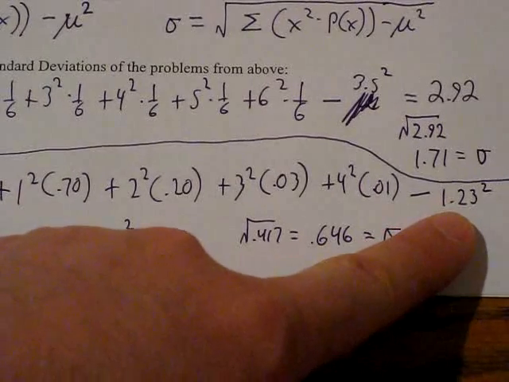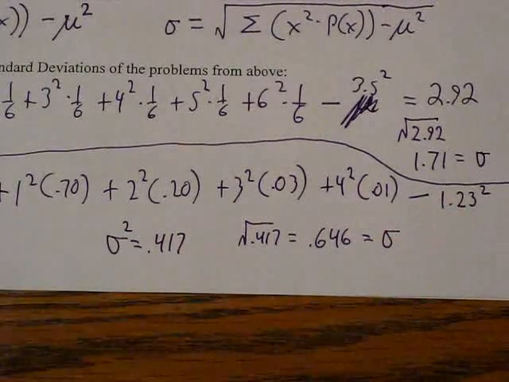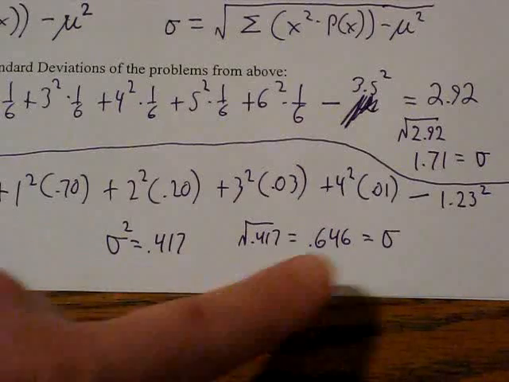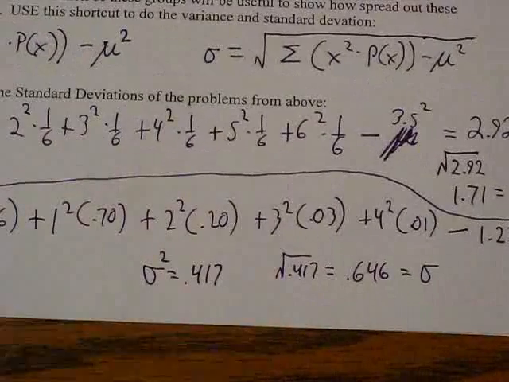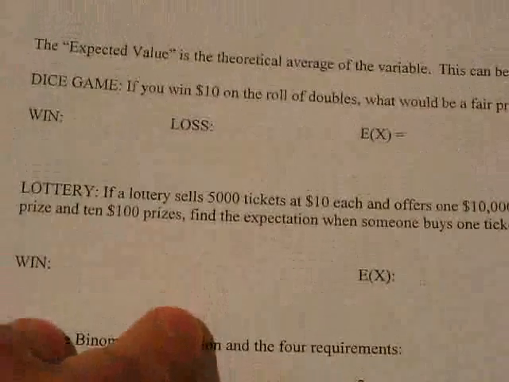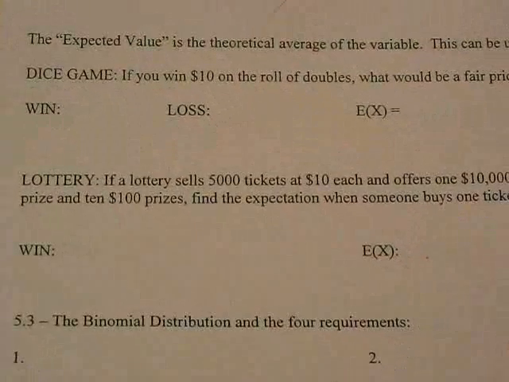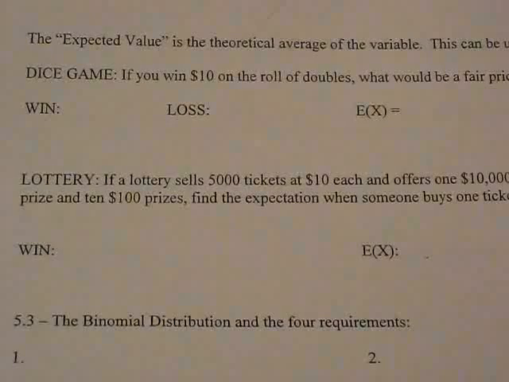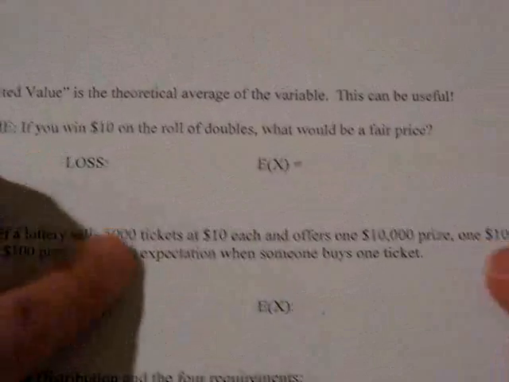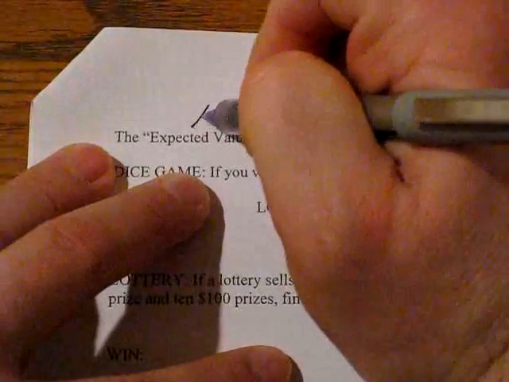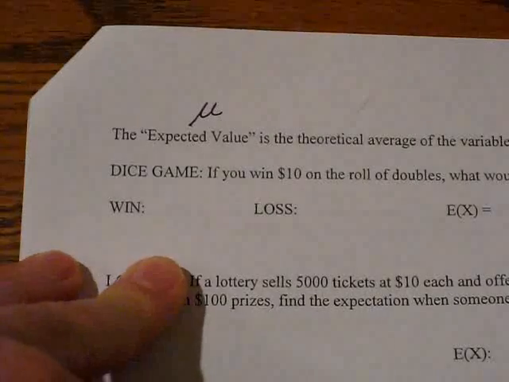So on the high side, close to 2 trips, and on the low side, less than 1 trip. So the group isn't very spread out according to this standard deviation here. So everybody's pretty tight together. All right, the last part of section 5.2 is going to deal with the expected value. Now, the expected value is the theoretical average of the variable. And this can be very useful. So we're really finding mu, but we're going to have some pretty cool tricks with this here.